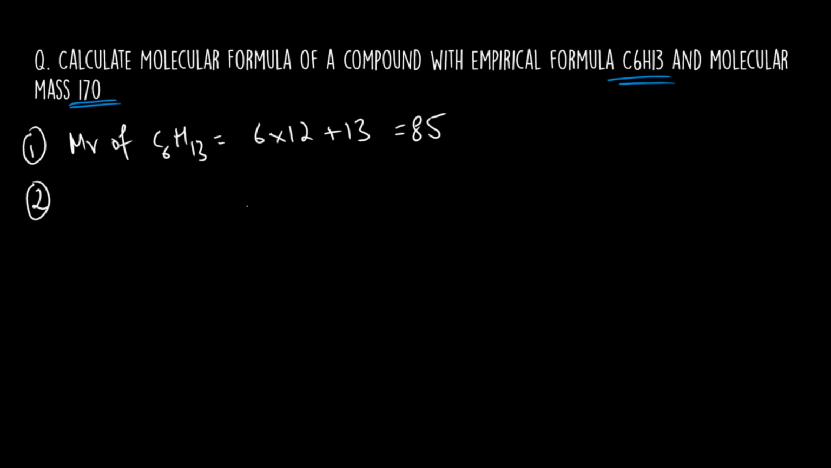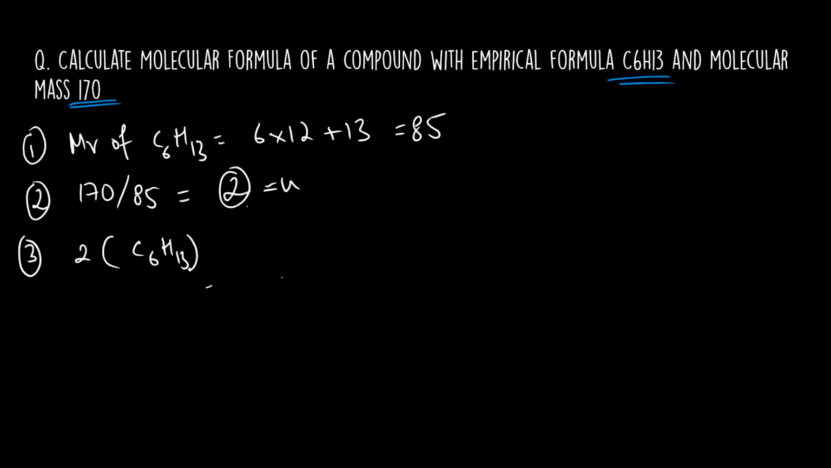The second step is dividing the MR of the actual compound with the MR of the empirical formula. So 170 divided by that gives me 2. As you can see, my n is again a whole number. It needs to be an integer. Now multiply this n with your empirical formula, that is C6H13. This ends up as C12H26. It's an alkane.